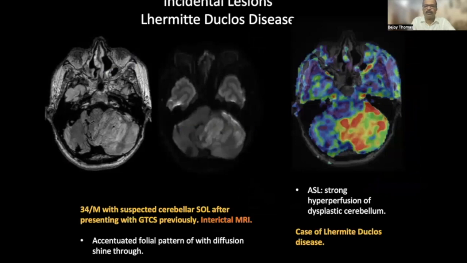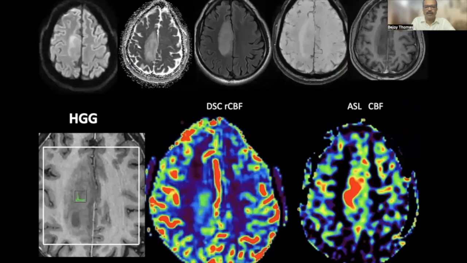Can also show whatever the gadolinium perfusion imaging can show. You can see in this case of Lhermitte-Duclos disease, there is increased CBF, which again is a developmental abnormality. It's not a high grade lesion.